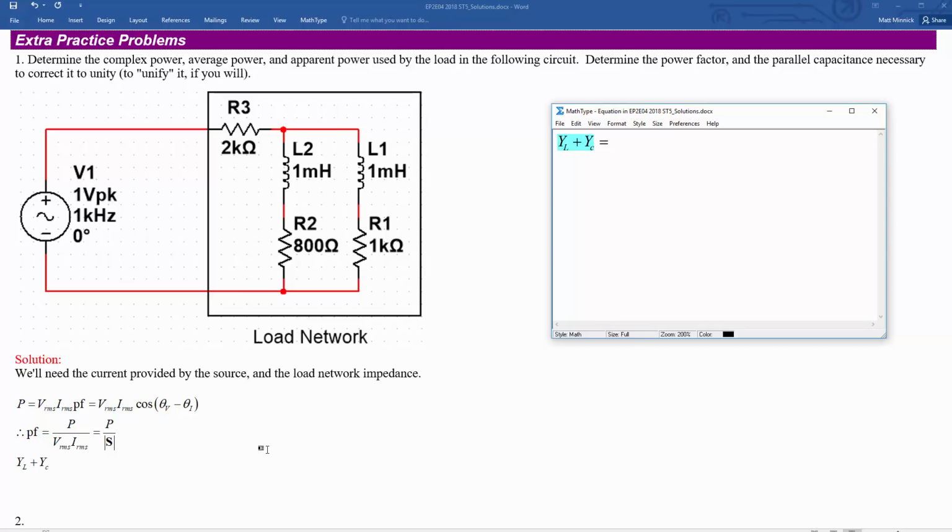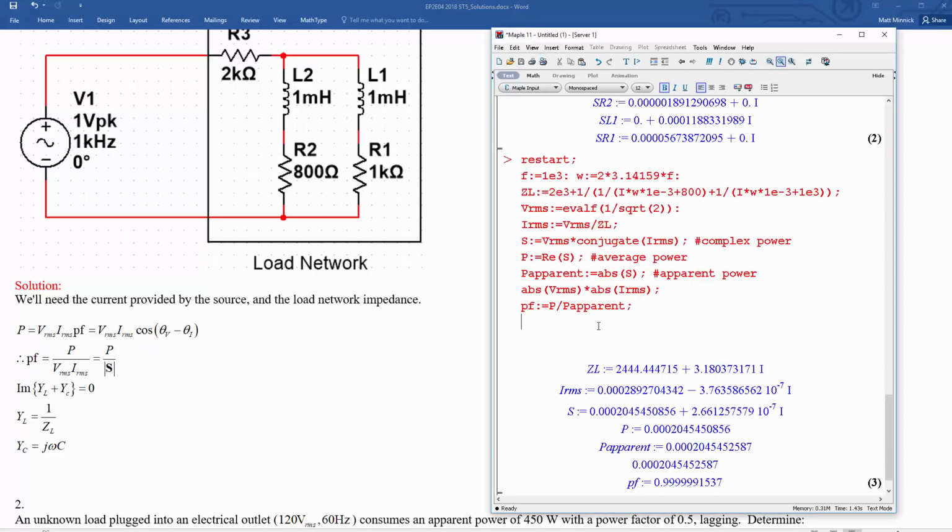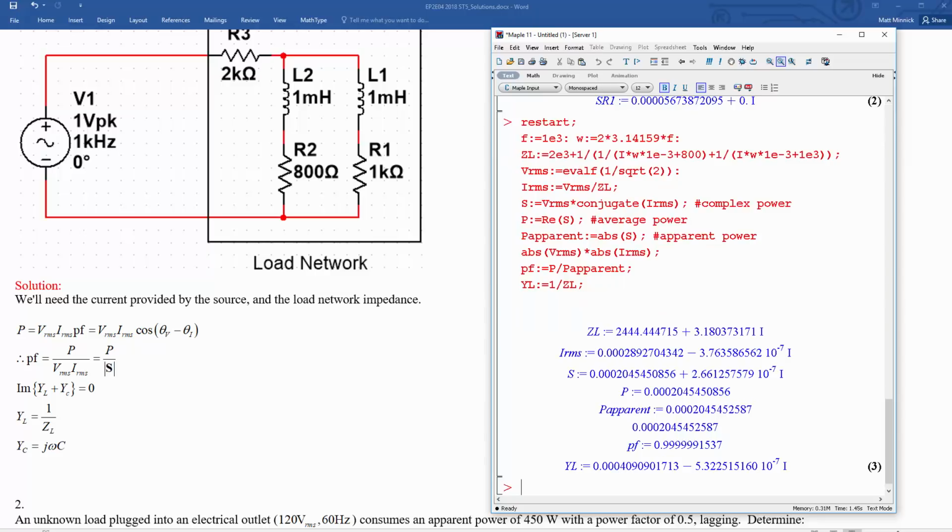So in other words, we want the imaginary part of this to be equal to 0. And YL is equal to 1 over ZL. YC is equal to j omega C. That's 1 over the impedance of the capacitor. So in this case, we end up with YL, 1 over ZL, and we've got the imaginary part of this is negative 5.225e-7.